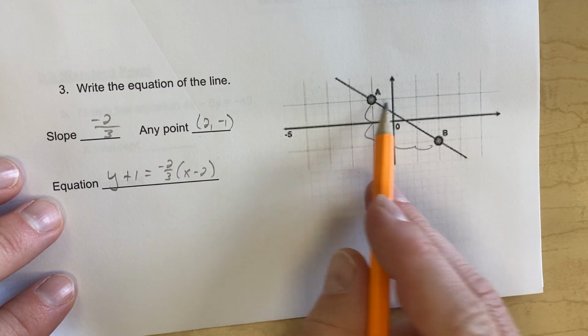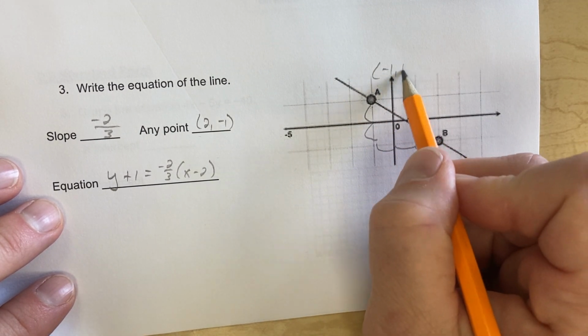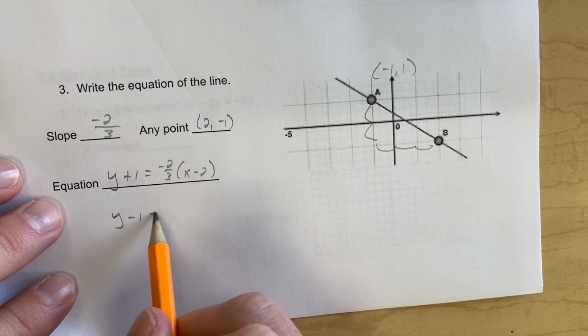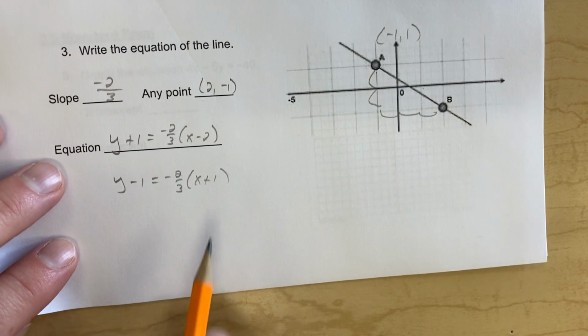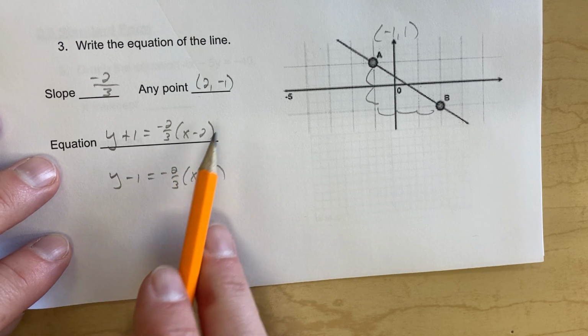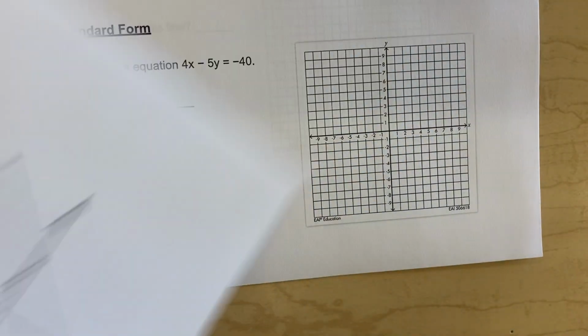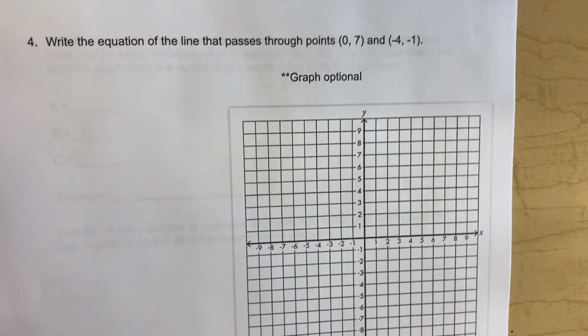If you had picked the other point, this point is -1, 1, then you would have y minus 1 equals -2/3 x plus 1. Both of these equations, again, are correct. It's just a matter of which point you picked. It's up to you.